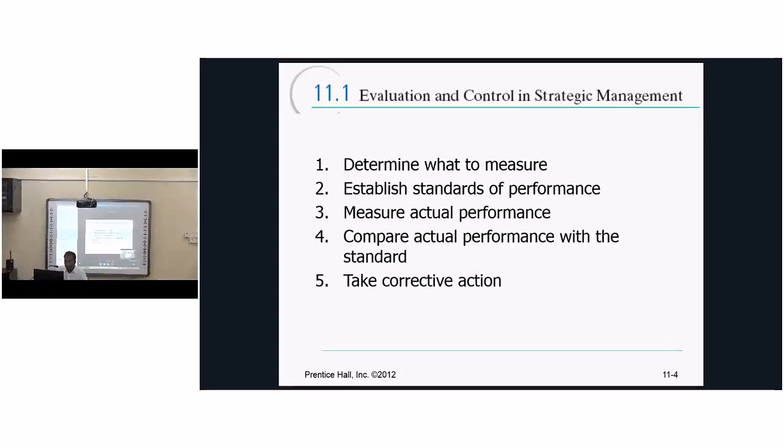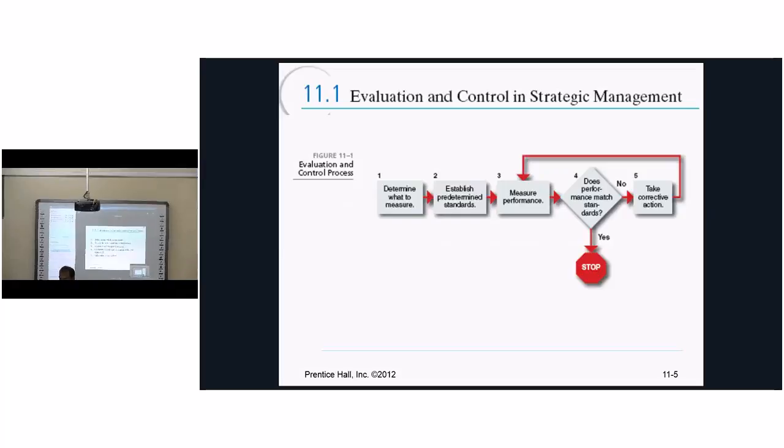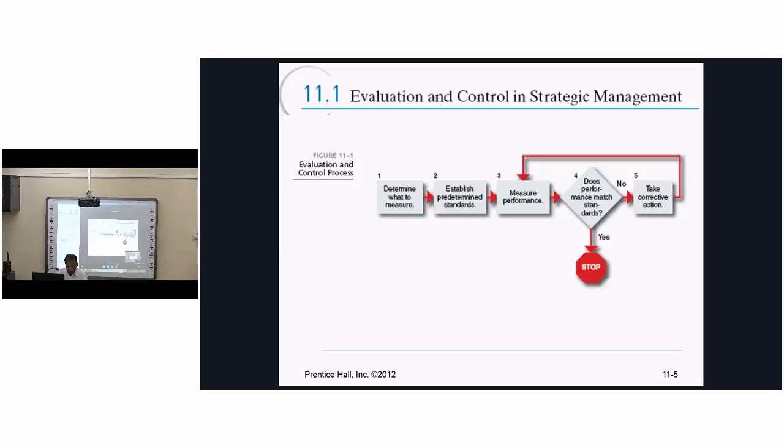And finally, you take the corrective actions. So these are the 5 steps involved in evaluation and control. So if you go to this particular diagram, it is shown in a very diagrammatic form. So first step is to determine what to measure.